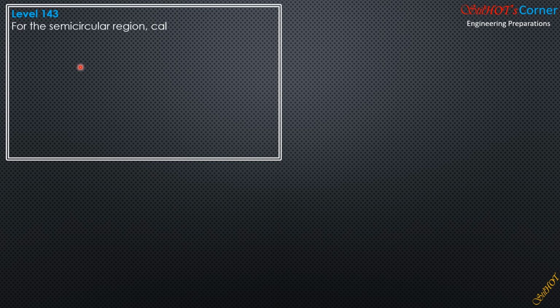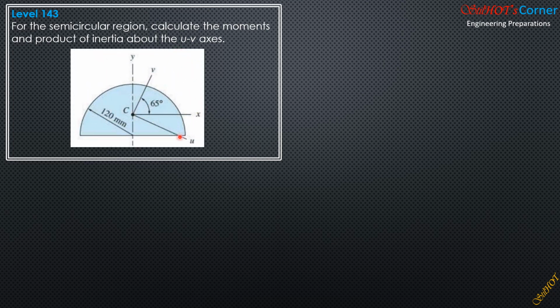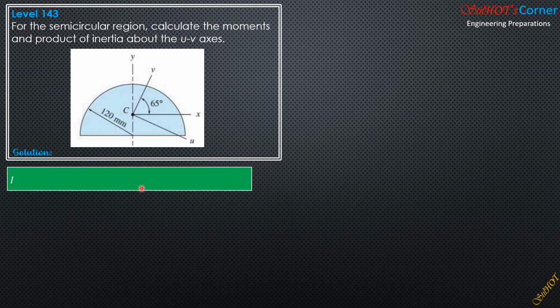Level 143, for the semicircular region, calculate the moments and product of inertia about the UV axis. Since the UV axes are rotated and pass through the centroid, we modify our guide formula a little. I sub Cu is equal to 1/2 quantity I sub Cx plus I sub Cy, plus 1/2 quantity I sub Cx minus I sub Cy, cosine of 2 theta, minus P sub Cxy sine 2 theta.